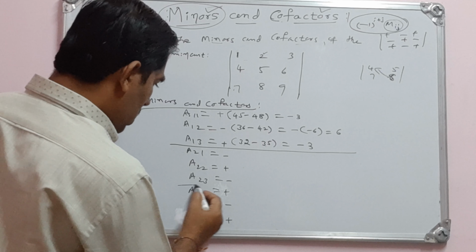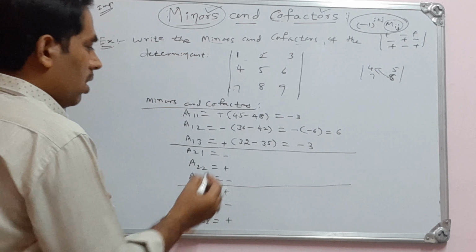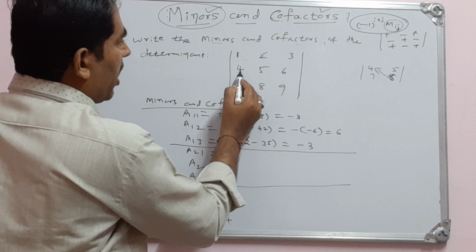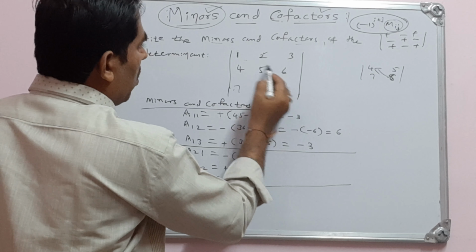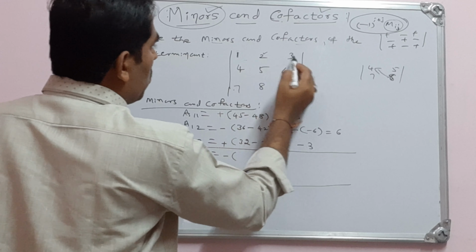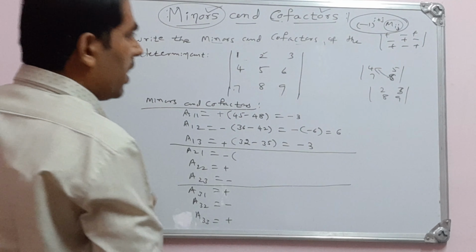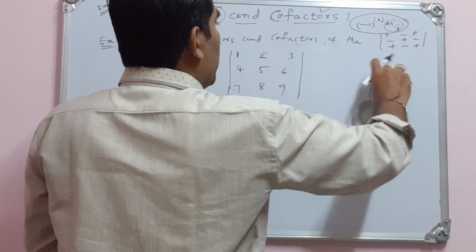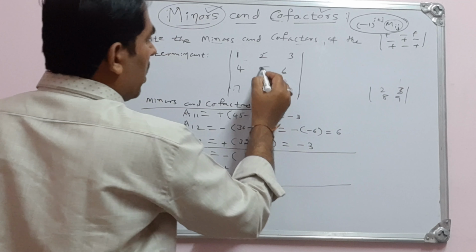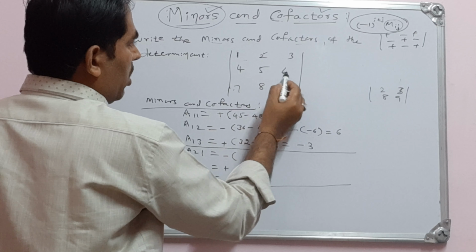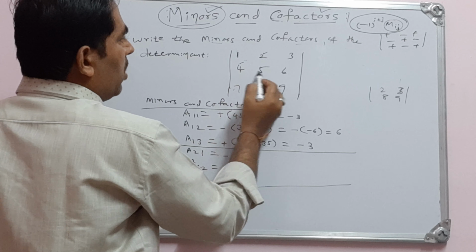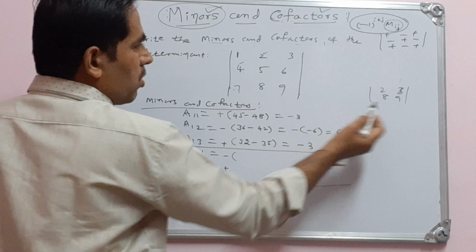Then you move to this. Okay. Then you take 4 here. See, you leave this row, this row and this column. So 2 3 8 9. Let me delete this one. Okay. So A21. So you leave 4. Leave this row and this column. 2 3 8 9. So remaining is this one.